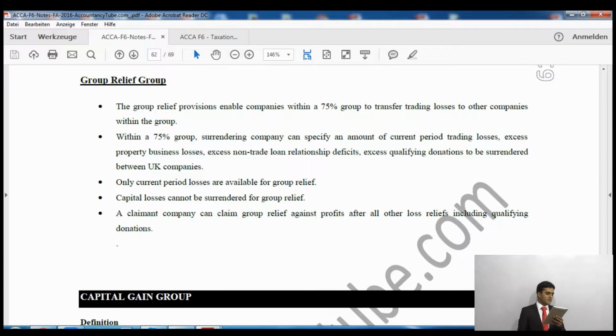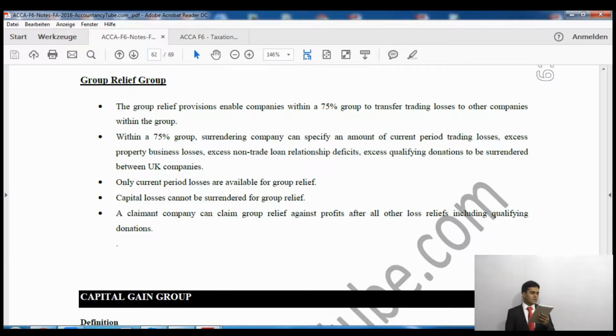Then it says within the 75% group, surrendering company can specify an amount of current period trading losses, excess property business losses, excess non-trade loan relationship deficits, and so on. Now first thing is that there are two kinds of companies. One is a claimant company, another one is a surrendering company. Claimant company is a company which is claiming the loss, the company which had the profit, which wants to set off against the loss. The company which is a loss making company is a surrendering company.